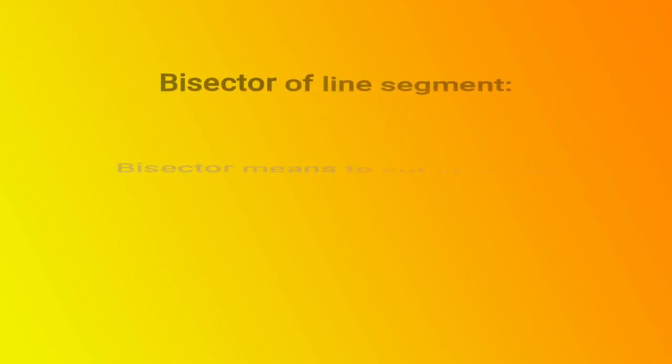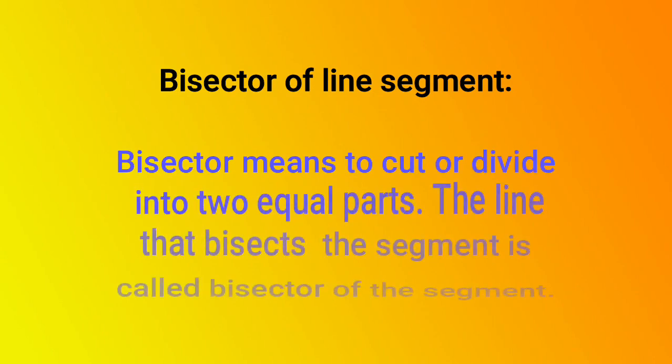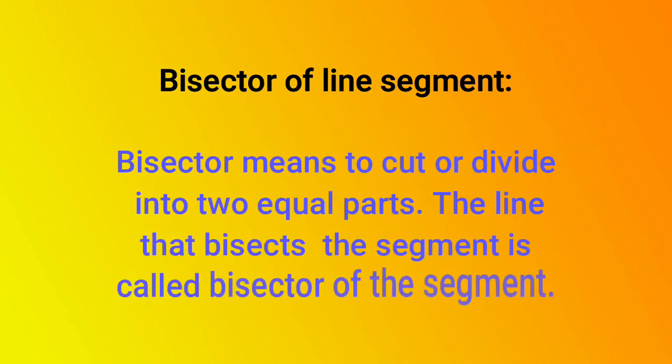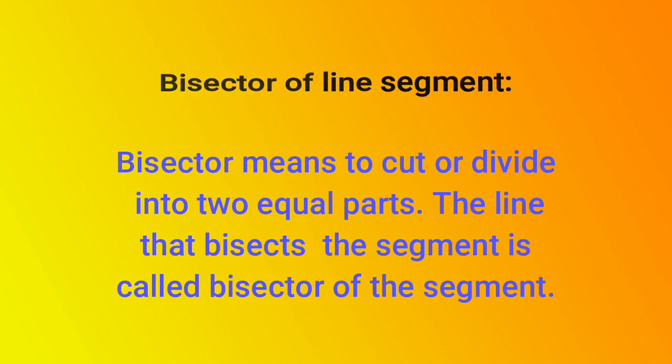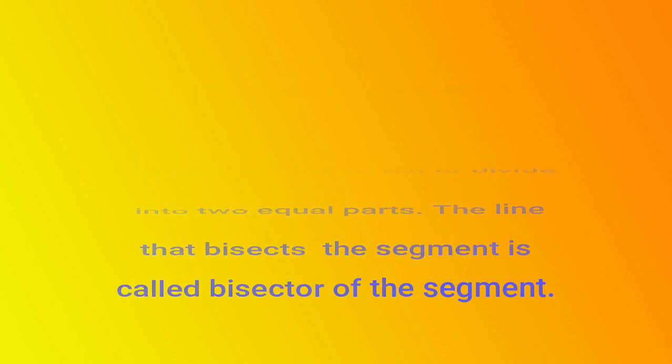Bisector of line segment. Bisector means to cut or divide into two equal parts. The line that bisects the segment is called bisector of the segment. But bisector may be point, ray, line or segment.